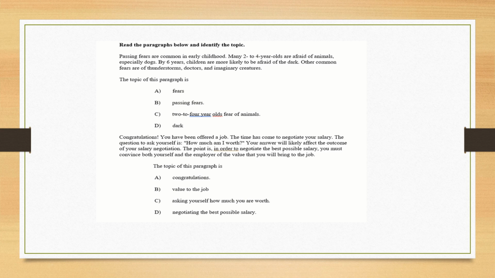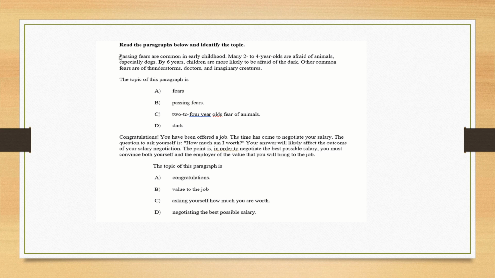Okay, so let's practice reading a paragraph and identifying the topic. Passing fears are common in early childhood. Many 2 to 4-year-olds are afraid of animals, especially dogs. By 6 years old, children are more likely to be afraid of the dark. Other common fears are thunderstorms, doctors, imaginary creatures.